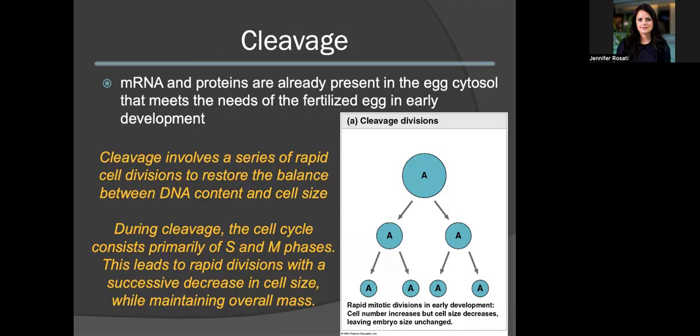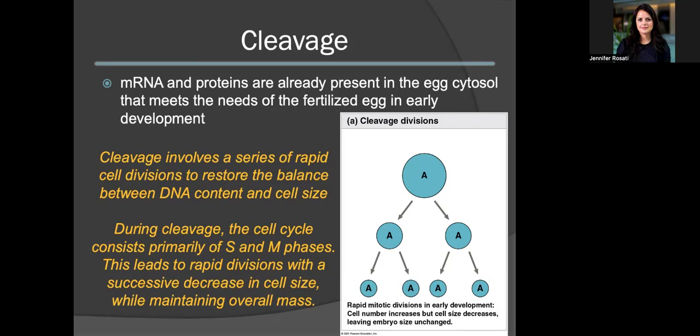Once fertilization occurs, cleavage will then occur. Also note that the mRNA and proteins that are already present within the cytosol of the egg meet the needs of the early fertilized eggs. Cleavage involves a series of rapid cell divisions or mitosis. This is done to restore the balance between the DNA content and the overall cell size.